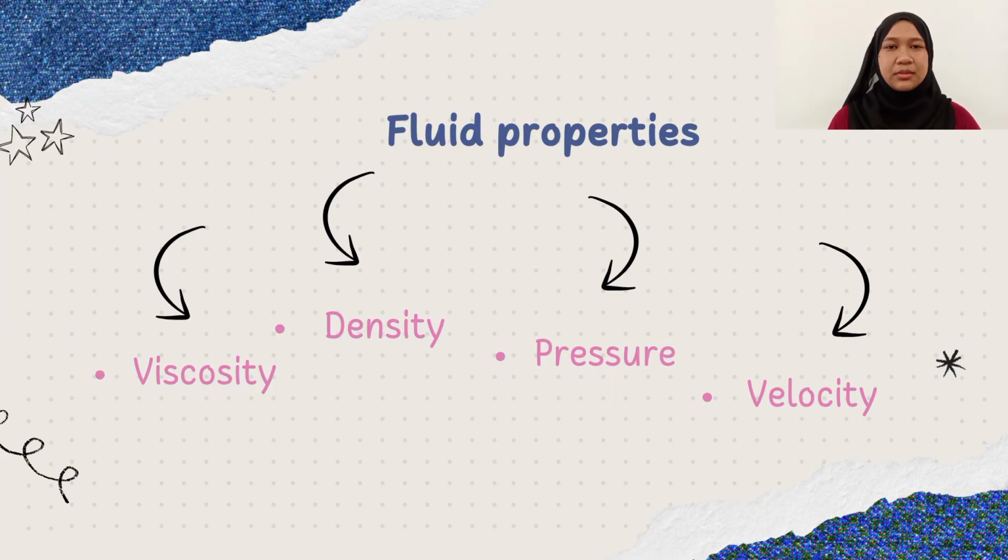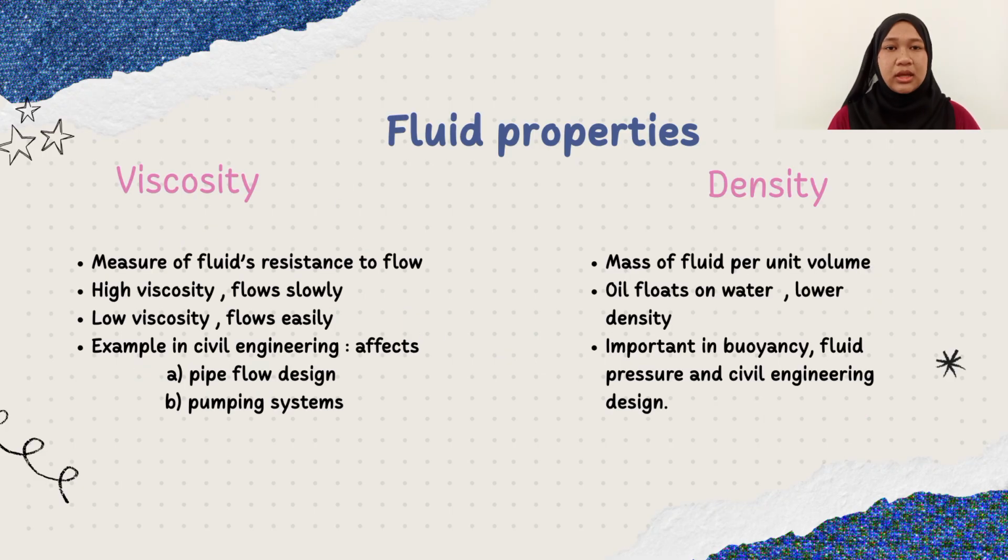Now I will explain about fluid properties. There are four main fluid properties that are very important in hydrodynamics. First is viscosity, second density, third pressure, and the last velocity. Firstly, viscosity refers to the resistance of a fluid to flow. A fluid with high viscosity, such as honey, flows very slowly, while a fluid with low viscosity, such as water, flows easily. In civil engineering, viscosity is important because it affects pipe flow design and the energy required by pumping systems.